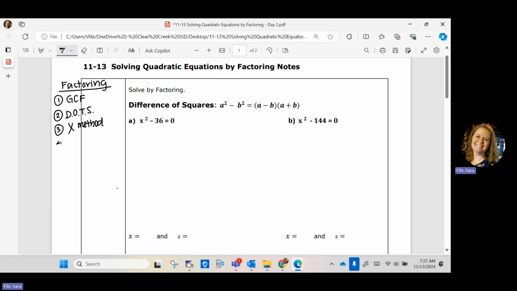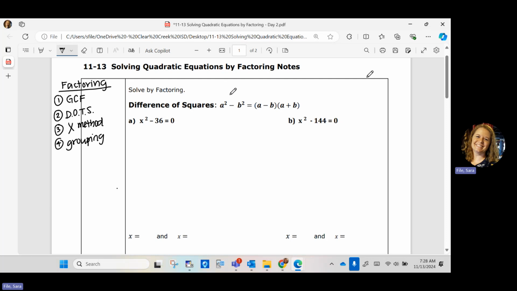And then we have grouping. That was when we had the four terms. So those are the types of factoring that we have reviewed this year and practiced. Yesterday's notes, we focused on solving quadratics with GCF and X method. So today we're going to look at some examples with difference of squares.